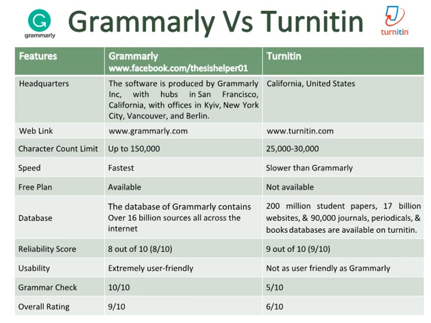The usability of Grammarly is extremely user-friendly, while the usability of Turnitin is not as user-friendly as Grammarly. The grammar check of Grammarly is 10 by 10, while the grammar check of Turnitin is 5 by 10. Overall rating of Grammarly is 9 by 10, while overall rating of Turnitin is 6 by 10.